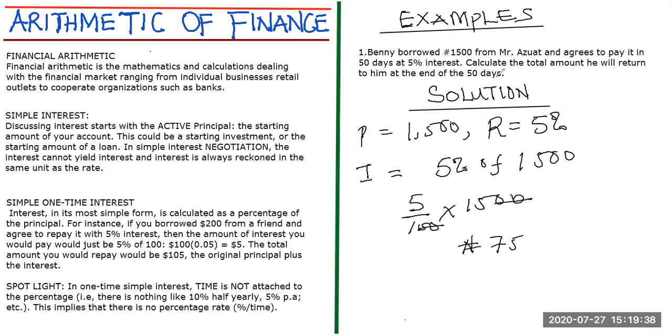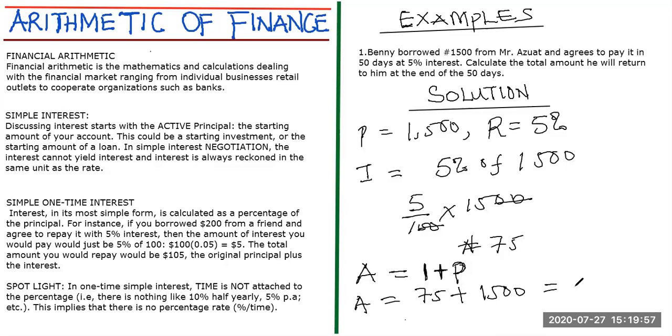Okay, so what is the amount? They calculate the total amount you're going to pay back. Amount is equal to the interest plus the principal invested. That will now give us the amount, and the amount will be the interest, which is 75 naira, plus the principal, which is 1,500.